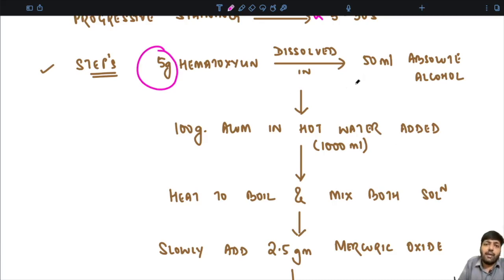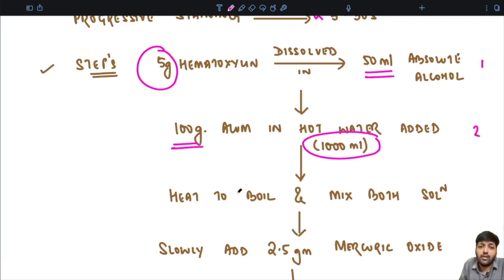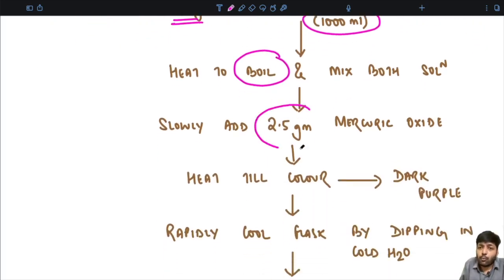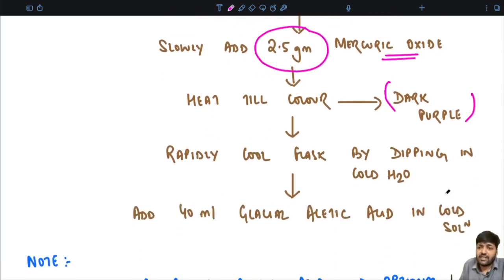So 5 gram of hematoxylin is dissolved in 50 ml of absolute alcohol. To that, 100 gram alum in hot water, that is we take 1 liter of distilled water and to that we add 100 gram alum. Now this is solution 1, this is solution 2. Both the solutions are mixed together and heated to boil. Slowly you have to add 2.5 gram of mercuric oxide and you should heat till the color becomes dark purple. Then you should rapidly cool the flask by dipping it in cold water. After that you can add 40 ml of glacial acetic acid to this cold solution.